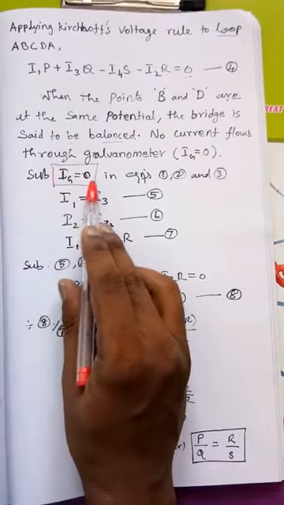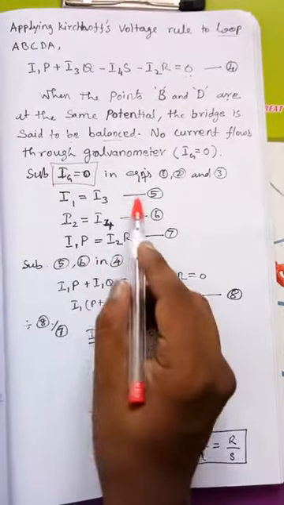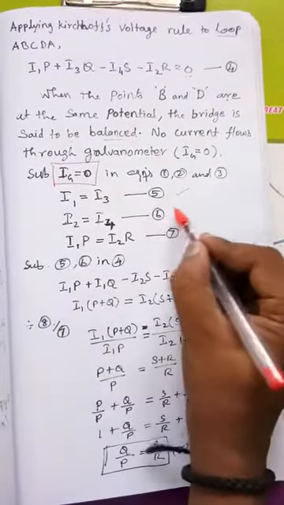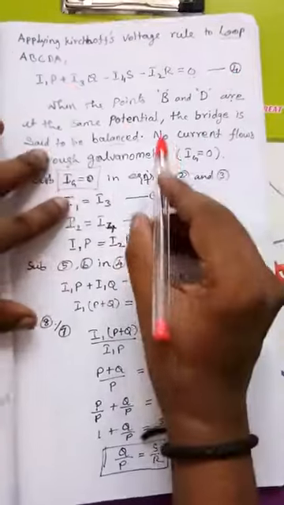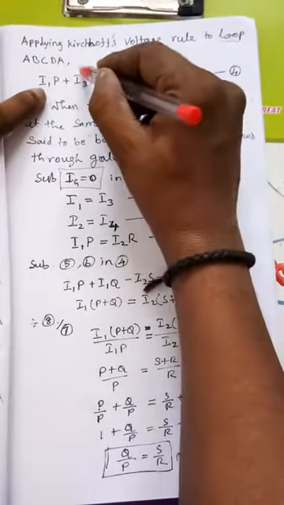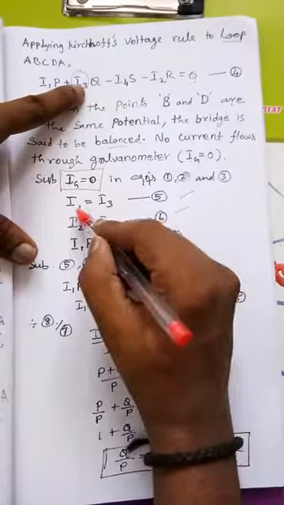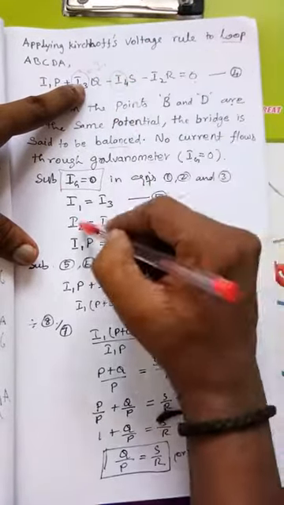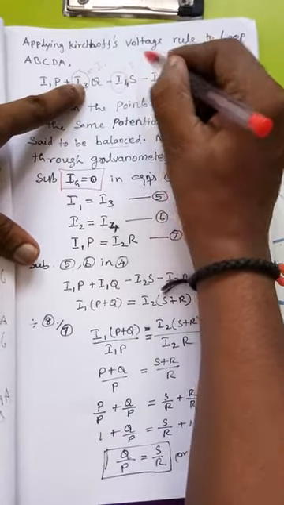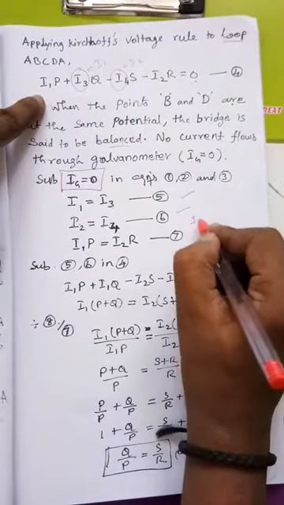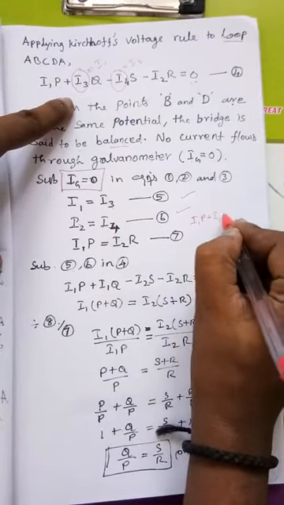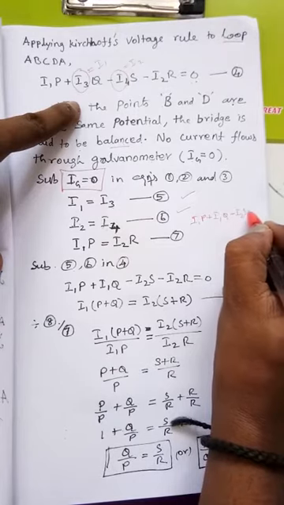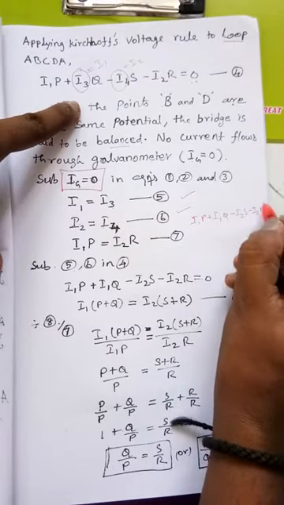From Ig equal to 0, substituting, you will get 3 equations, 5, 6, 7. Now substitute 5 and 6 in 4. These 2 equations substitute in the 4th equation. How? In the 4th equation, in I3 you substitute I1, and where I4 is there, you substitute I2. That's all. So it will become I1P plus I1Q minus I2S minus I2R equal to 0.